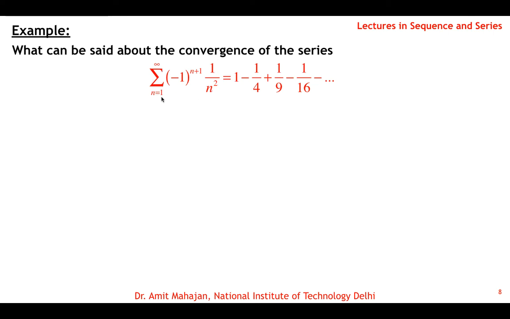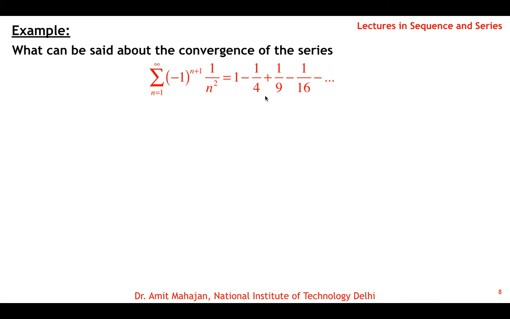And so if you expand this into an infinite series, you will see that it is 1 minus 1 by 4 plus 1 by 9 minus 1 by 16, and so on. So this is the infinite series where you have terms which are positive and terms which are negative. It contains both positive and negative terms.